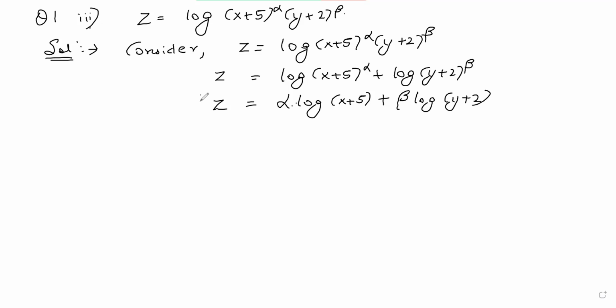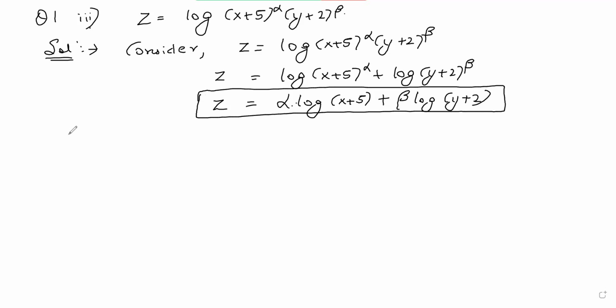So once I've got this final expression, I'm now going to partially differentiate this with respect to x and y. Therefore, del z by del x: if I partially differentiate with respect to x, I treat y as a constant. So alpha times log of (x plus 5), derivative is 1 over (x plus 5), and the derivative of x plus 5 with respect to x is 1. Plus beta log of (y plus 2). Now log of (y plus 2) is a constant, beta is also a constant, and the derivative of constants is 0.